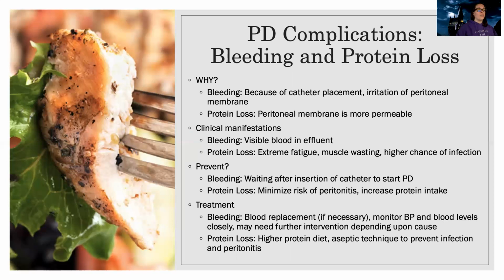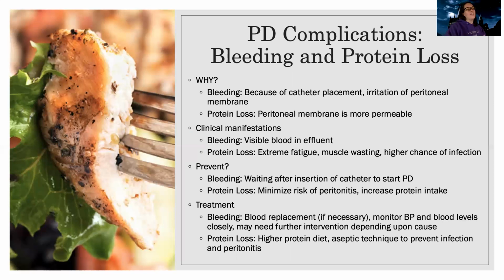And then for protein loss, I want to minimize their risk of peritonitis. Anytime there's inflammation in the abdomen, or kind of like all the things we just talked about, to decrease the risk of infection and peritonitis. If they have peritonitis, they're going to lose so many more proteins because their peritoneum is going to be all irritated, and it's going to have a higher chance of losing protein. So I want to minimize their risk of peritonitis, and then I also want to increase their protein intake.